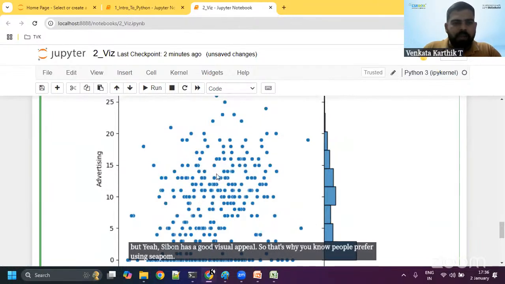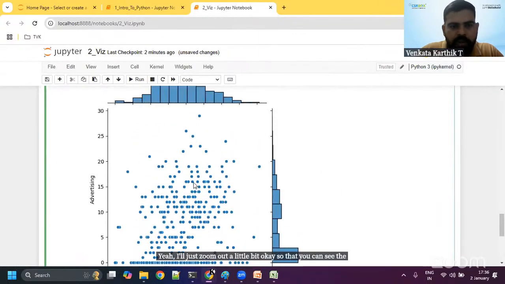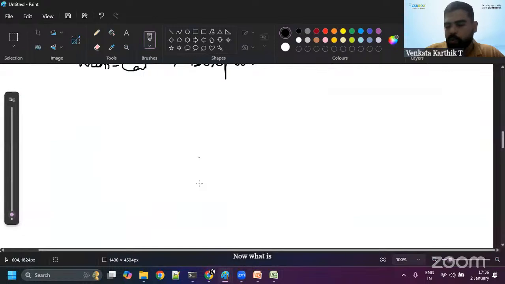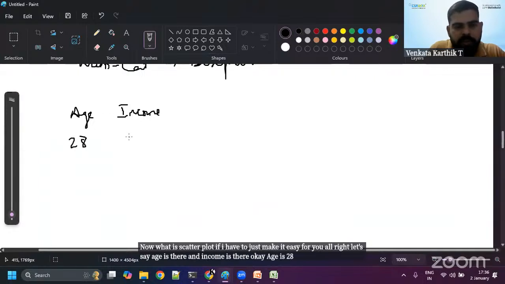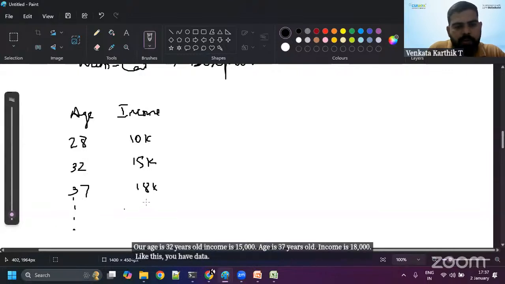I'll just zoom out a little bit so that you can see the chart properly. You see this chart over here, right? This is called a scatter plot. Now, what is a scatter plot? If I have to make it easy for you, let's say age is there and income is there. Age is 28 years old, income is 10,000. Age is 32 years old, income is 15,000. Age is 37 years old, income is 18,000. Like this, you have data.